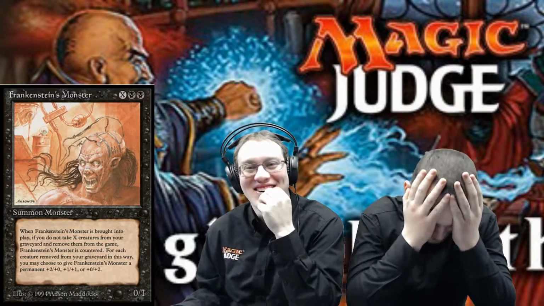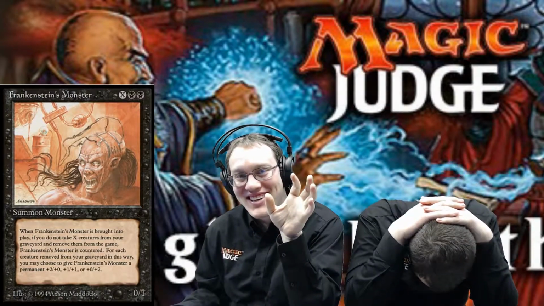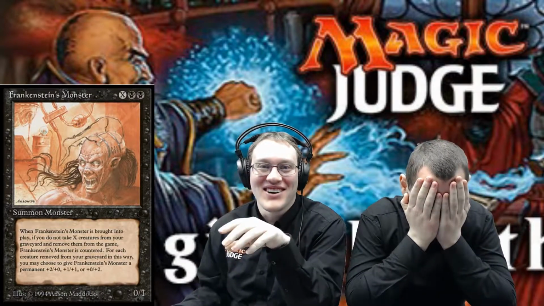Frankenstein's monster is brought into play. If you do not remove these creature cards from your graveyard and exile them, it is countered. For each creature removed from your graveyard in this way, you may choose to give Frankenstein's monster a permanent +2/+0, +1/+1, or +0/+2. When he enters the battlefield, you get to exile any number of creature cards out of your graveyard, and for each one you exile, you put a counter on Frankenstein's monster, and you notice that there are 3 different types, right?